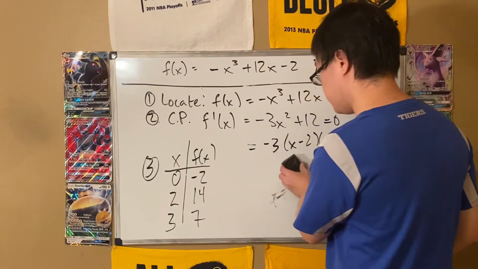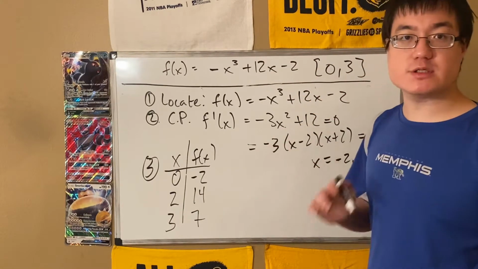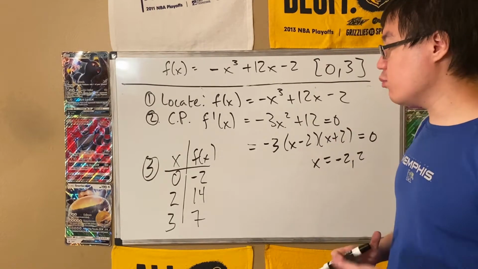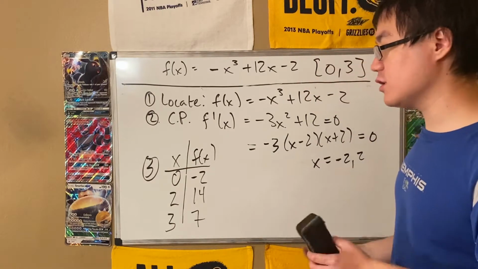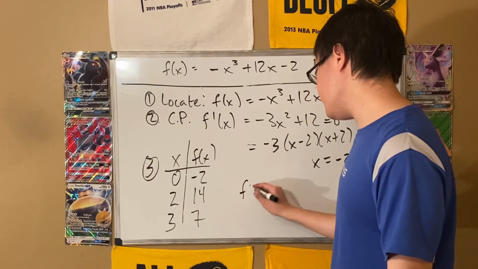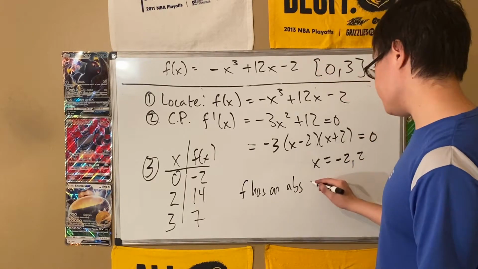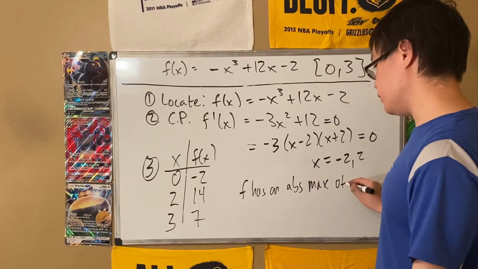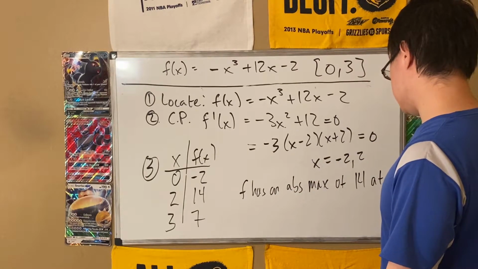Once you have the table, then you're ready for the answer. The biggest y value, or the biggest function value, is going to be your absolute max. The minimum y value is going to be the absolute min. Keep in mind the difference between the x and the y. I like to just write both. So f has an abs max, or absolute max, of which value? 14, because that's the biggest one in the table. And that's the curve at x is equal to 2.